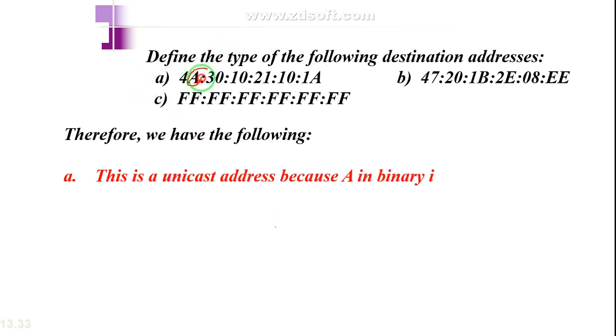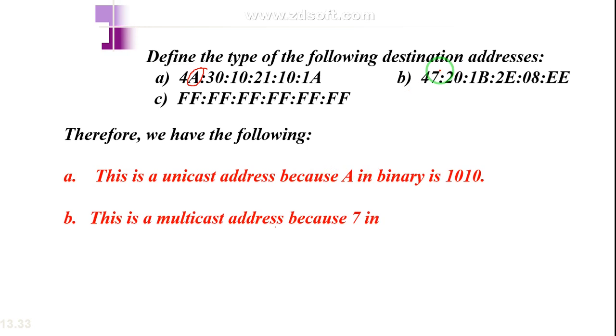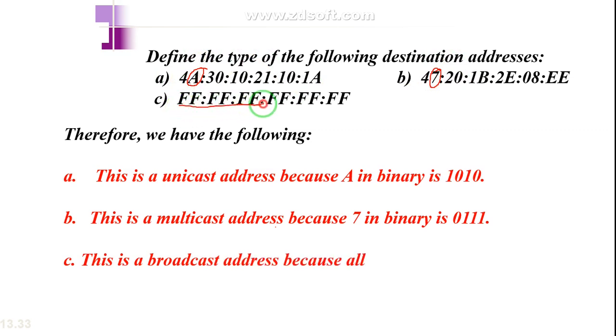Therefore, for the first one, the digit is A, and in binary format it is 1010. So it is even, so this is your unicast address. Now talking about the second example, this is your 7. Since it is odd, whose binary is 0111, this is a multicast address. And third, since all the digits are ones, or F, it is a broadcast address.